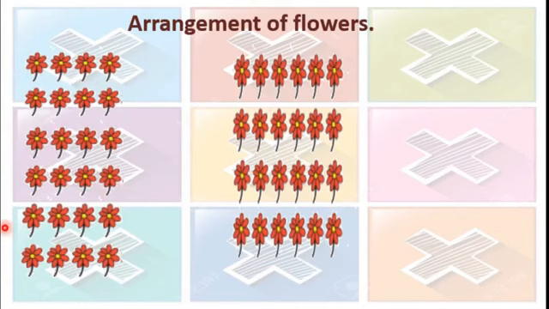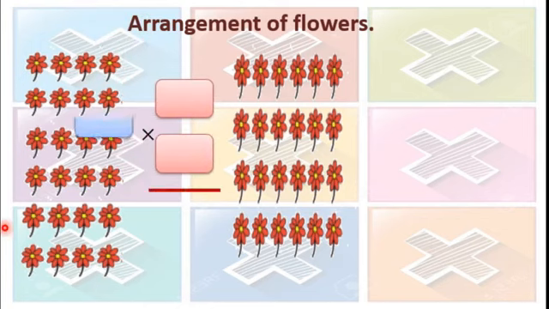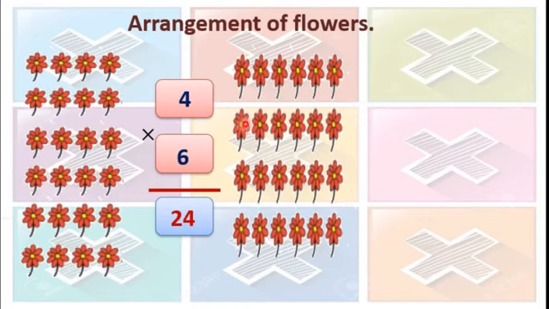Okay, we will make the calculation. 4 flowers in each row, and there are 6 rows altogether. So the answer is 6 fours are 24. Right? Now in the second pattern, we will see there are 6 flowers in each row. And how many rows are there? 1, 2, 3 and 4. 4 rows are there. We will write.